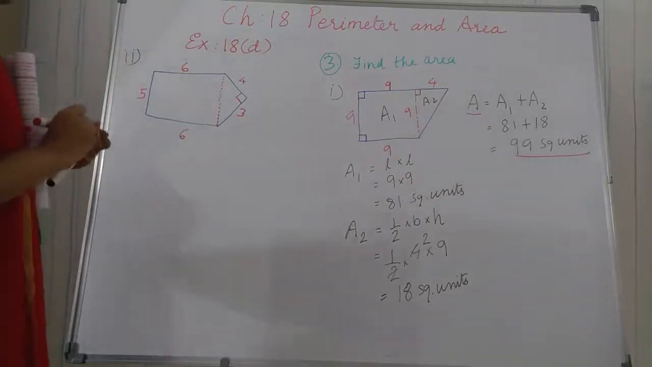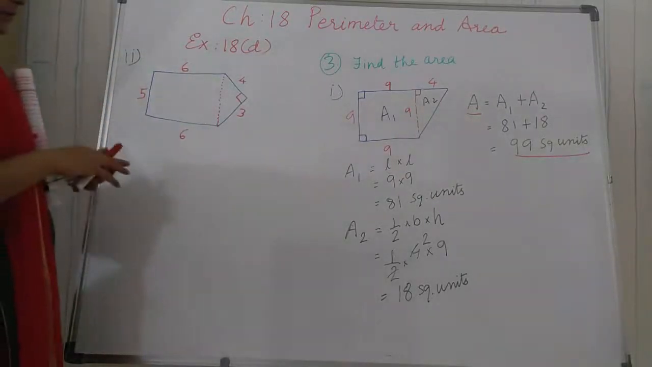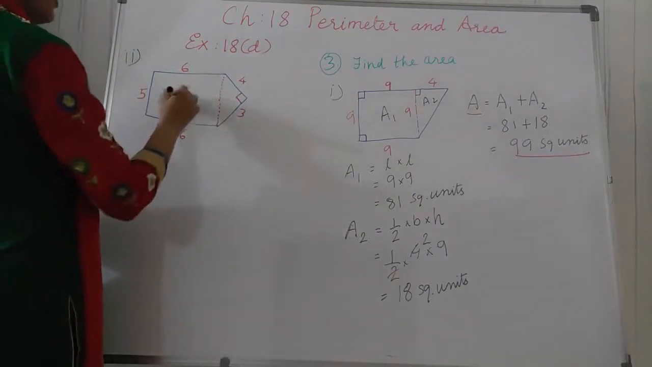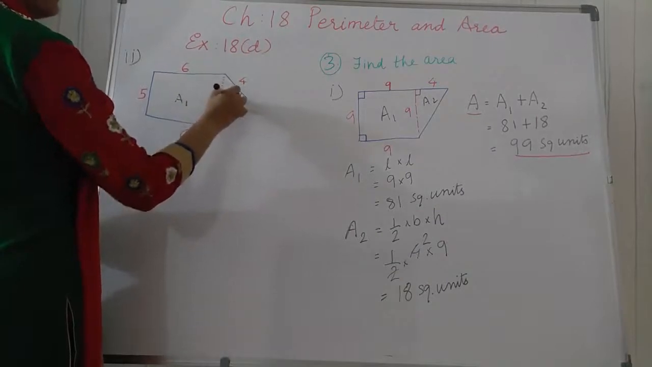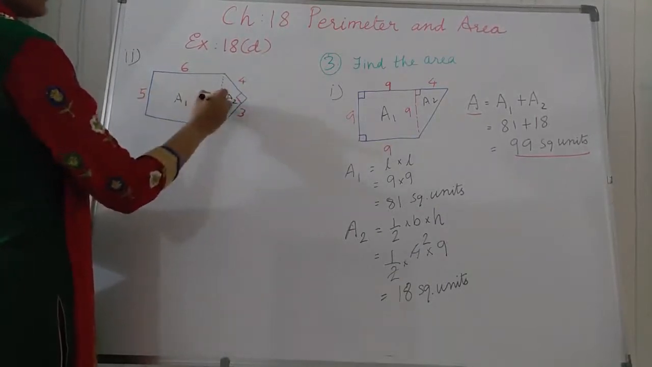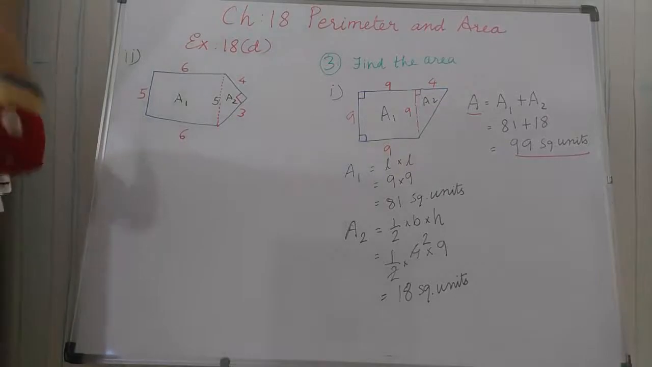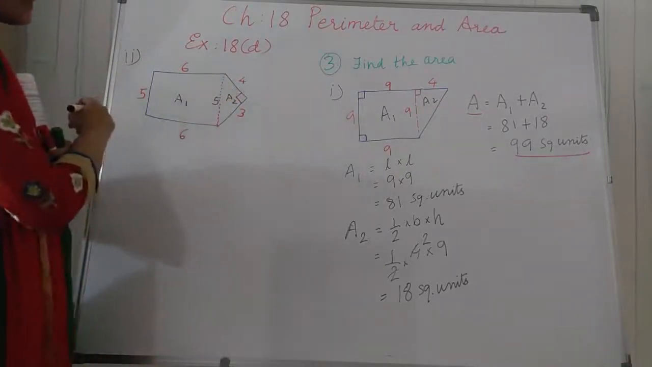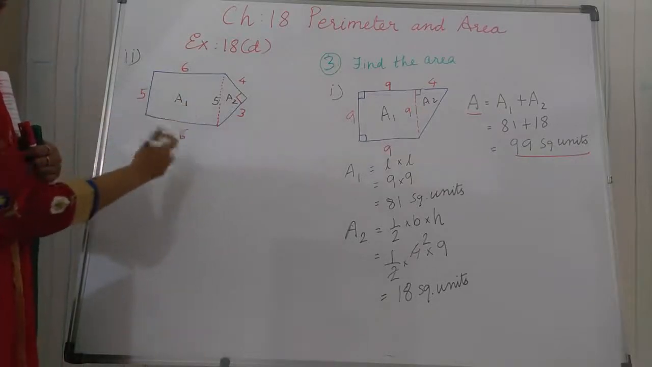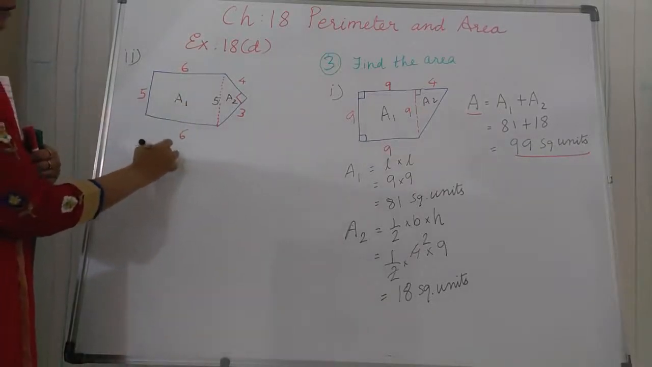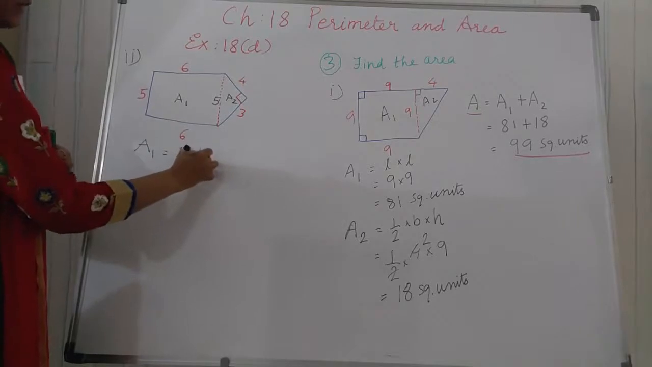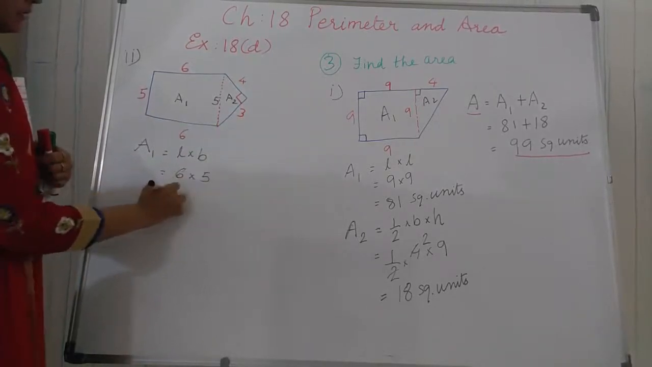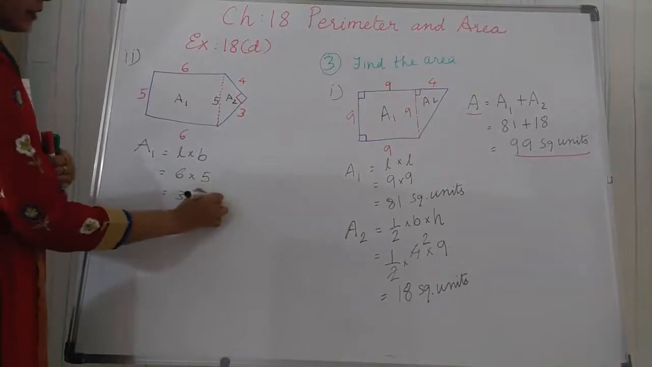Okay. So students, here this part is the A1 part and this is the A2 part. Right. Now this is 5, so this is also 5. So you can see the first part A1 is the rectangular shape and the second is a right angle triangle. So you can solve accordingly as A1: length into breadth. Length is 6, breadth is 5, 6 5s are 30 square units.